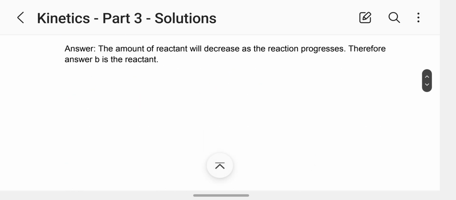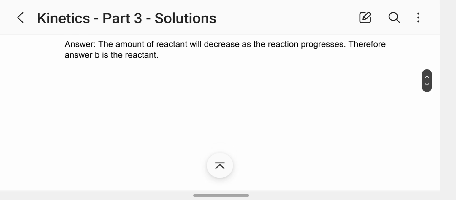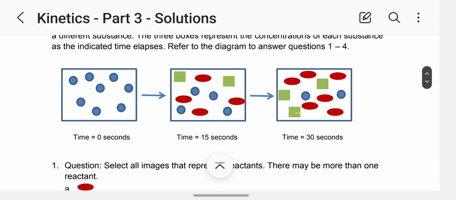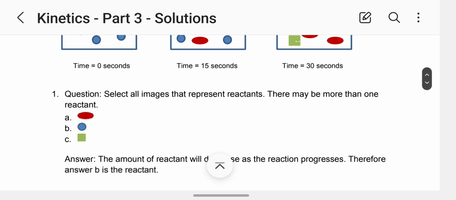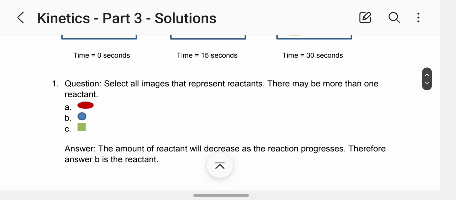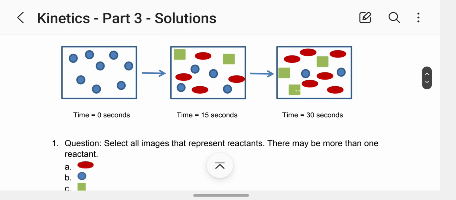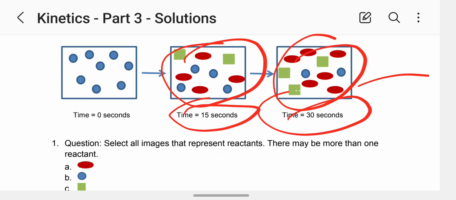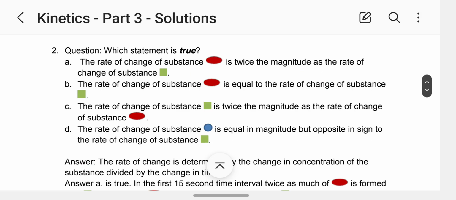Alright, the amount of reactant will decrease as the reaction progresses. Therefore answer B is the reactant mostly. Yes, as the reaction progresses, the B option is correct, because this is the only reactant that is going to progress in the overall reaction and make a lot of products at that time. Alright, then they are asking which statement is correct. So what do you think the correct option is?